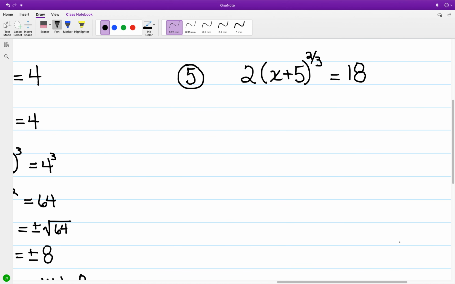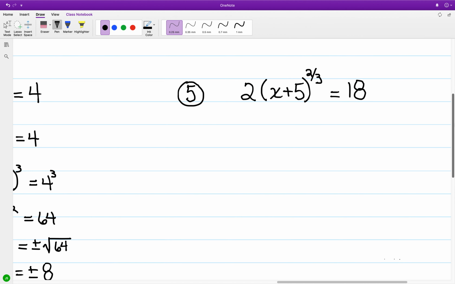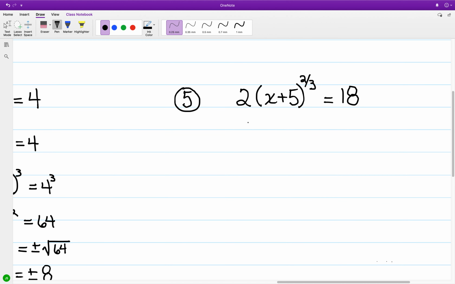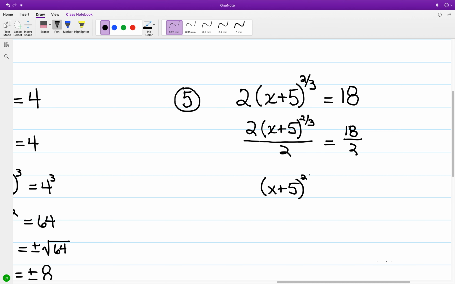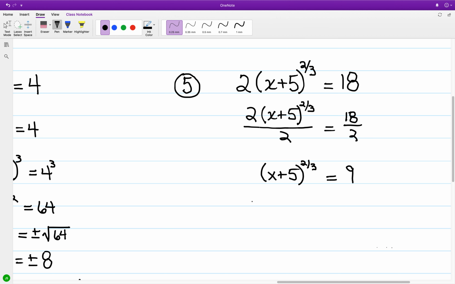All right, now we have 2 times the quantity of x plus 5 raised to the 2/3 is equal to 18. If I divide both sides of the equation by 2, we have in the reduction x plus 5 quantity to the 2/3 is equal to 18 halves, which is 9. Putting this in terms of a radical, this is going to go to the cubic root of x plus 5 quantity squared is equal to 9.